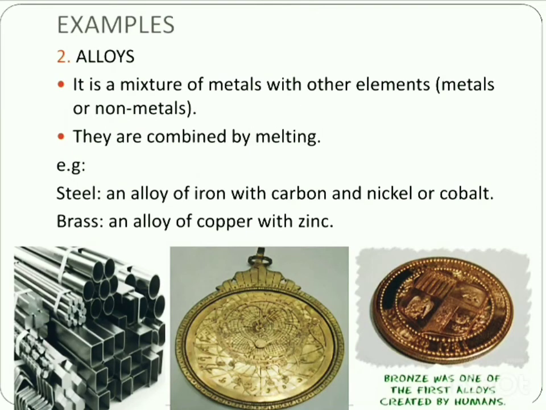Another most common example of a mixture is alloys. An alloy is a mixture of metals with other elements, and these other elements can be metals or non-metals. They are combined to increase the durability of the metals, and they are combined by melting. The best examples of alloys are steel, stainless steel, brass, bronze, etc. What is steel? An alloy of iron with carbon and nickel or cobalt is basically steel. What is brass? An alloy of copper with zinc. The coins that are being used are also made up of brass, and they are also alloys.